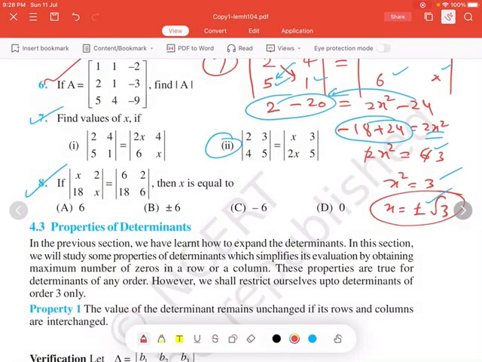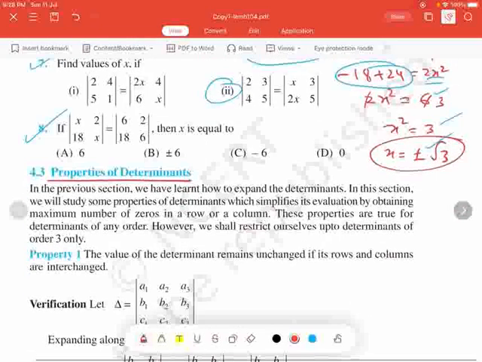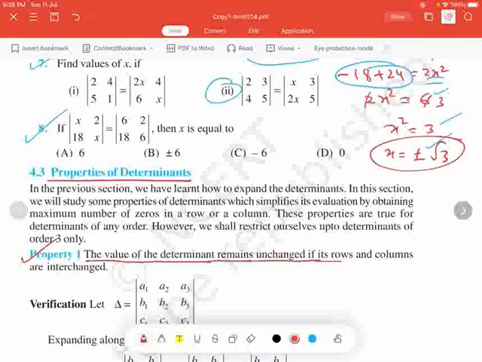We learn about the properties of determinants. So there are some properties of determinants. The first property is very important to understand the determinant. So first of all, the value of determinant remains unchanged if rows and columns are interchanged.